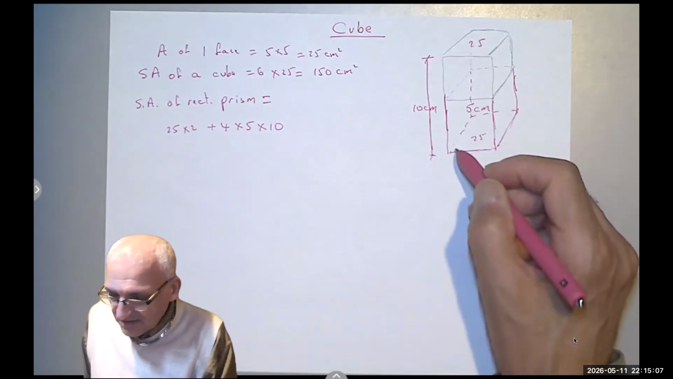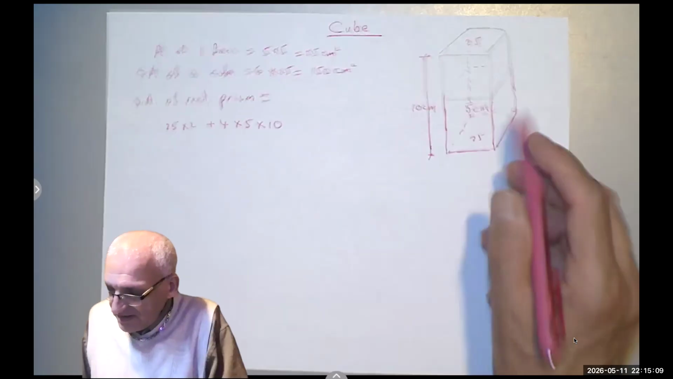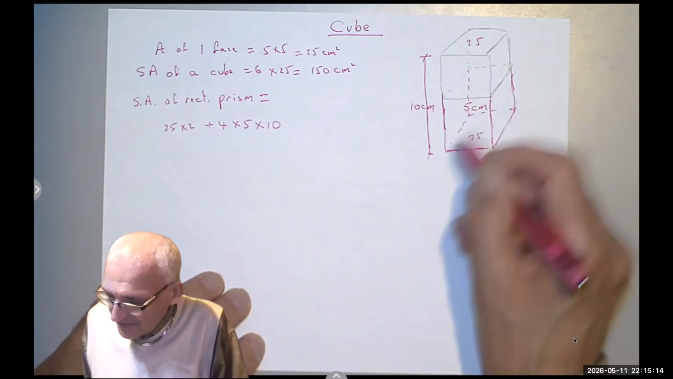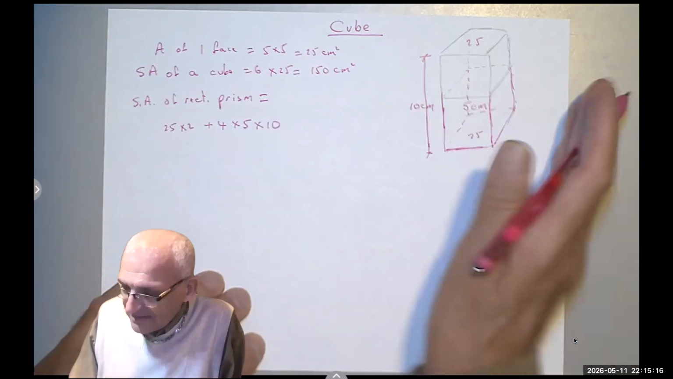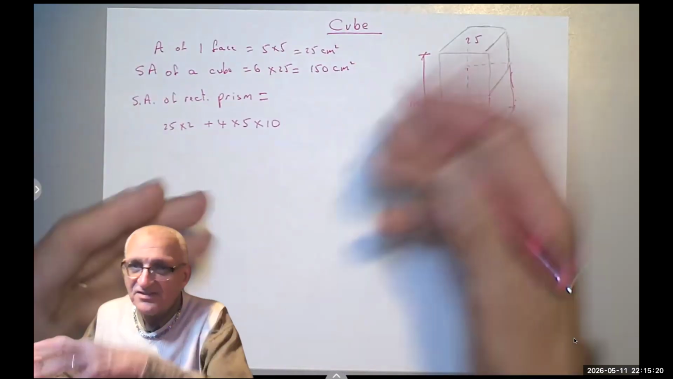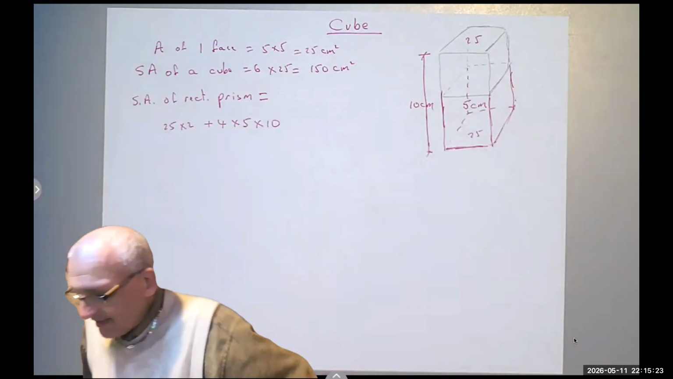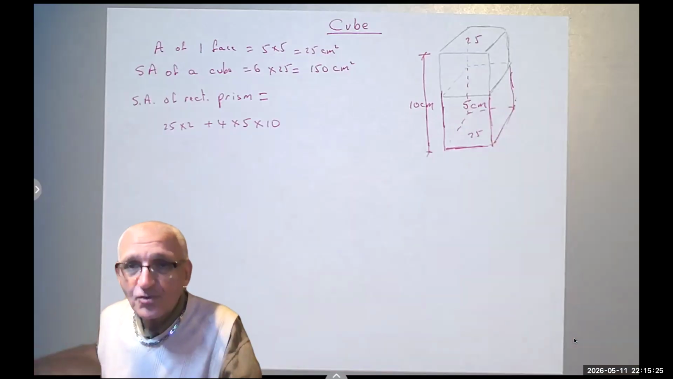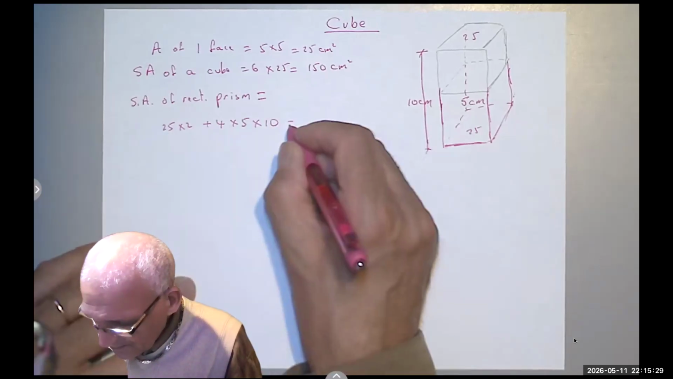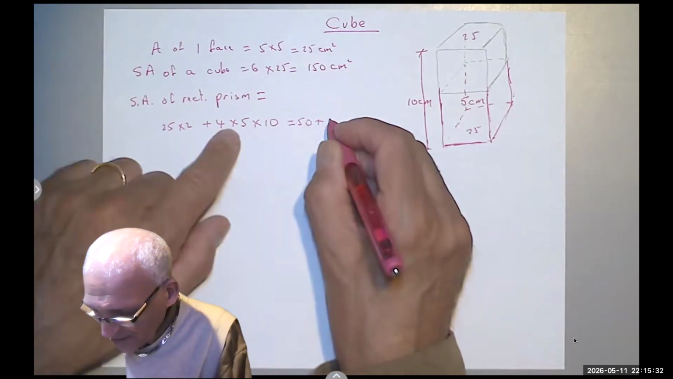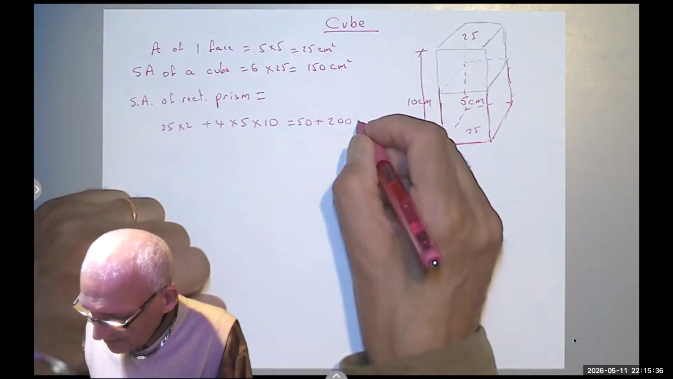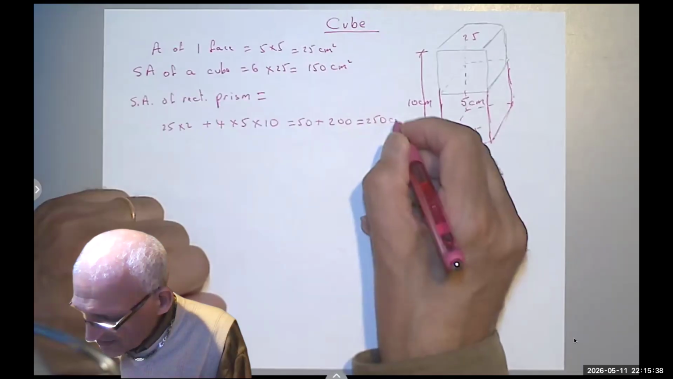If the base wasn't 5 by 5, so if that was a 5 and that was a 7, then the front and the back would have been 5 times 10, and the right and the left would have been 7 times 10. That's the only difference. But since I just extended the cube, the base is a square and the four rectangles are identical. So this is 50 and this is 200, like 4 times 5 is 20, times 10 you add a 0. So 200 plus 50 is 250 square centimeters.